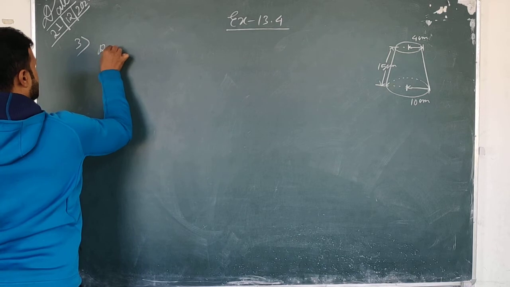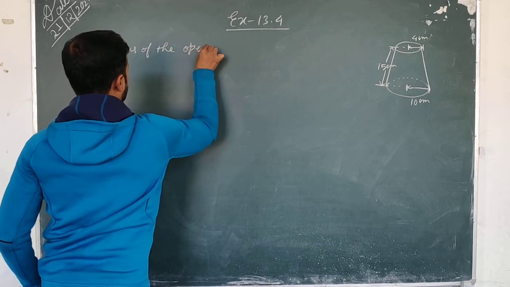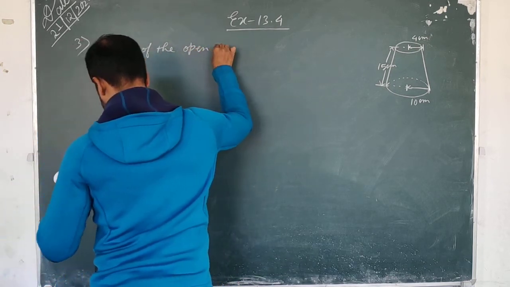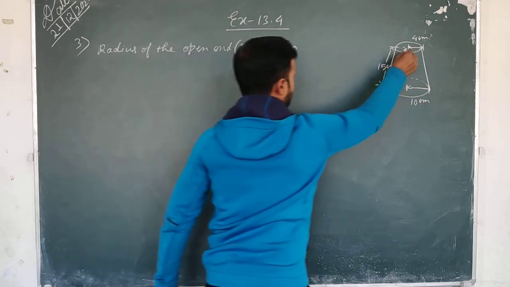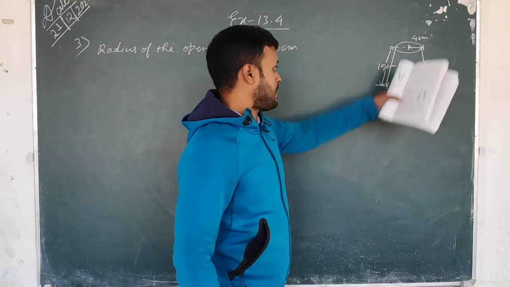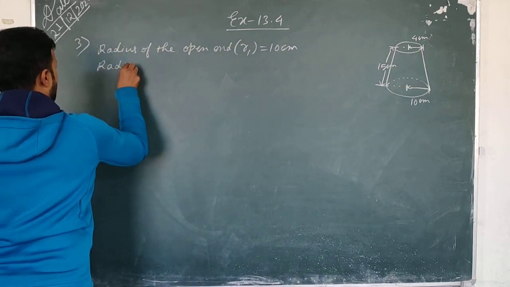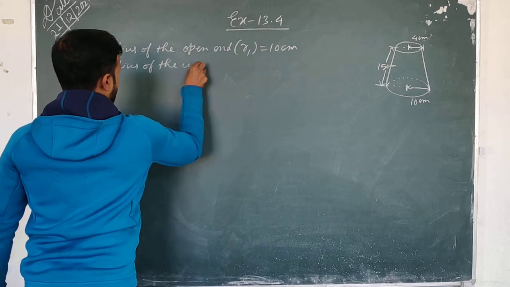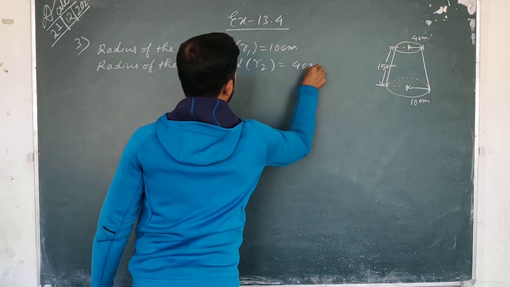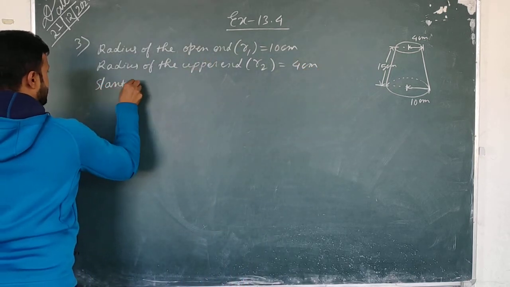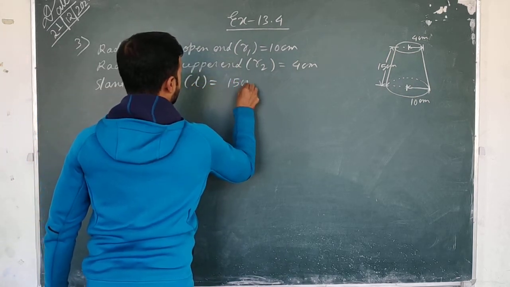So radius of the open end, R1 is equal to 10 centimeters. As I said, you can take R1 for the upper one also, or the upper radius R1 and lower radius R2. It depends on you. And radius of the upper end R2 is equal to 4 centimeters. Slant height L is equal to 15 centimeter.